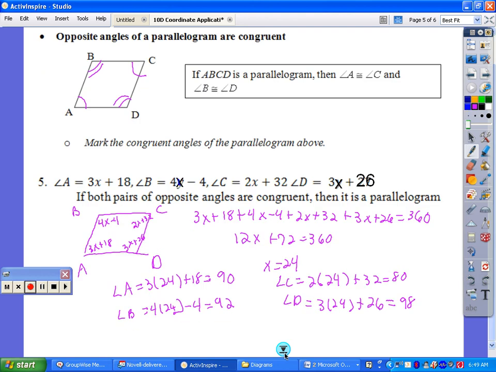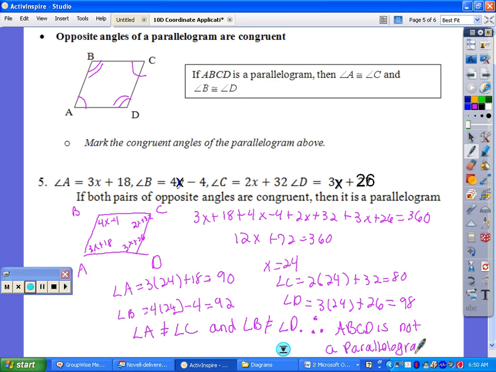So if we look at this, our opposite angles according to our diagram are A and C. Angle A does not equal angle C, and angle B does not equal angle D. Okay, therefore I'm going to use the symbol: ABCD is not a parallelogram. Okay. So that's proving that it's not a parallelogram.